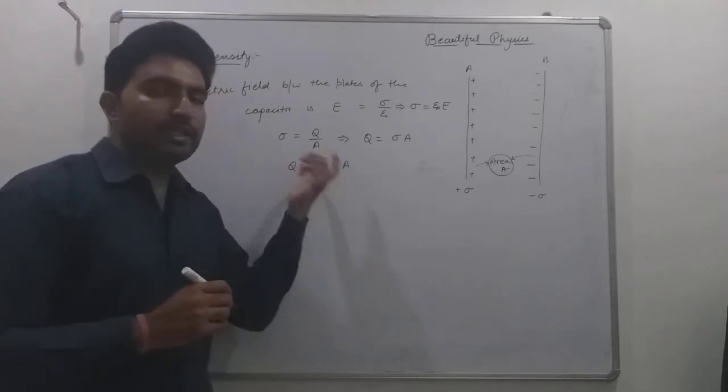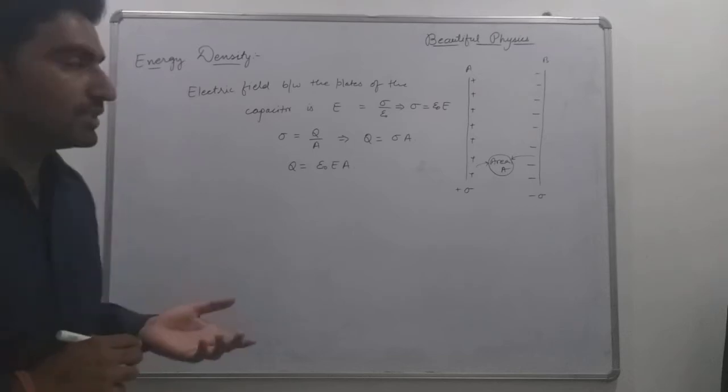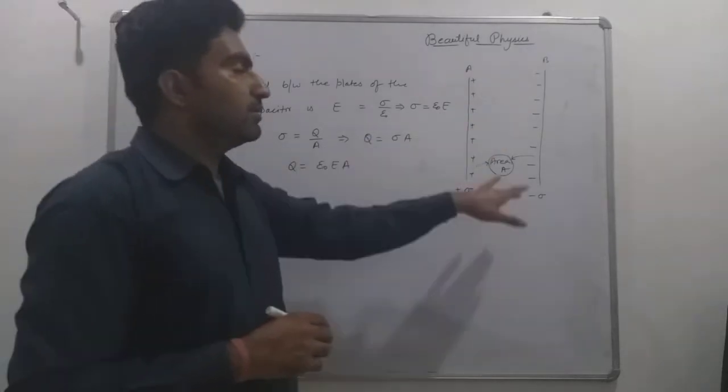This is the expression for the charge on each plate of the parallel plate capacitor, and it is equal to epsilon naught times E A. Here E is the electric field, A is the area of cross section, and epsilon naught represents the permittivity of the space between the plates.